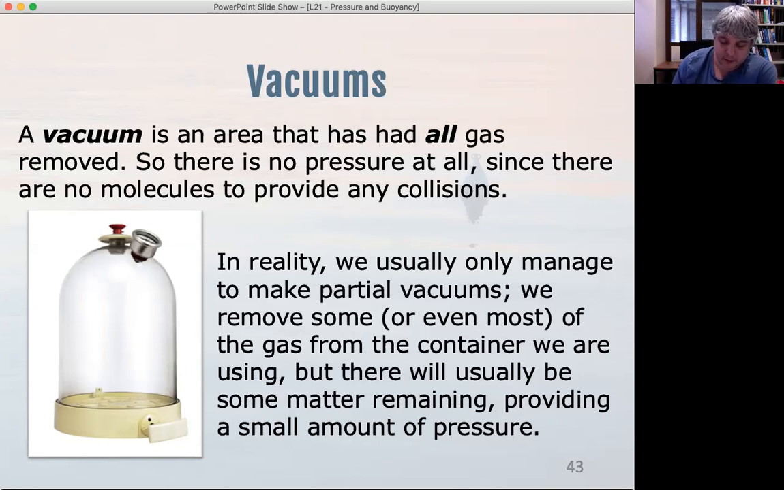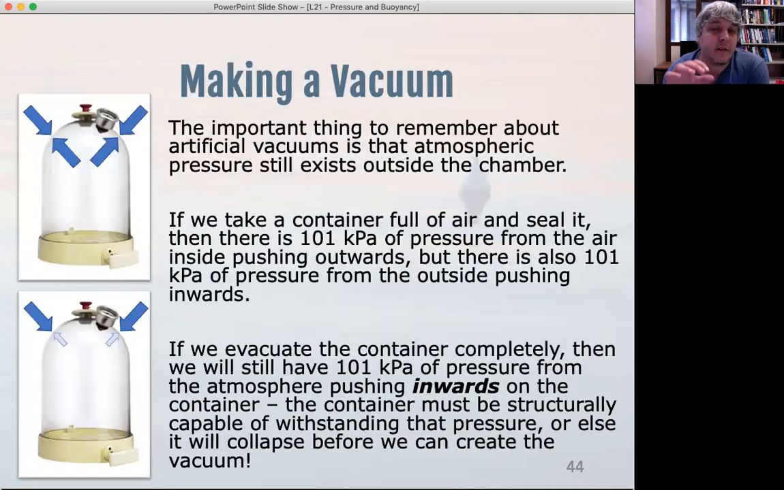The difficulty, of course, with vacuums is that you need to think about the idea that the atmospheric pressure will still be pushing on the container the whole time from the outside. When you've got atmospheric pressure on both sides, that's fine, because you've got gas pushing out on the inside and pushing in on the outside. Those forces are going to be pretty balanced. There's not really any net force on that shell. But if you remove all the gas from the inside, you've still got gas pushing on the outside, then that's going to try and compress it. It's going to try and crush that shell. So those vacuum bells need to be very structurally sound in order to be capable of maintaining vacuums without collapsing.